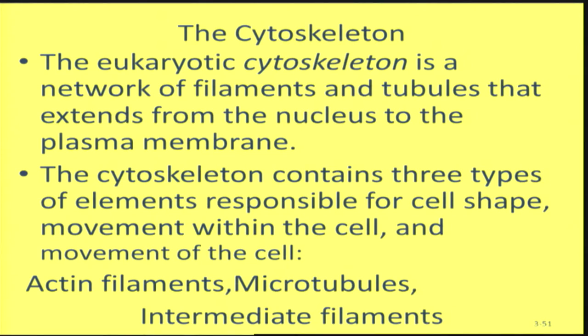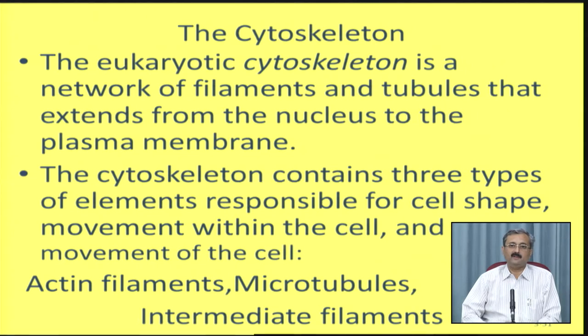The eukaryotic cytoskeleton is a network of filaments and tubules that extends from the nucleus to the plasma membrane. It contains three types of elements which are responsible for the shape of the cell, for the movement within the cell, and for the movement of the cell.